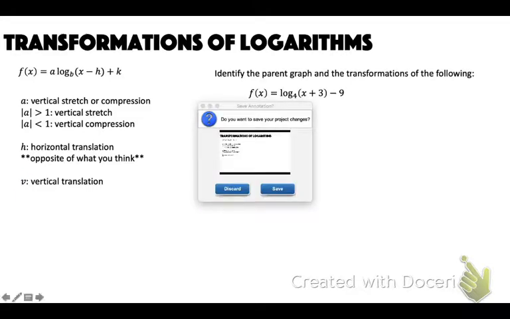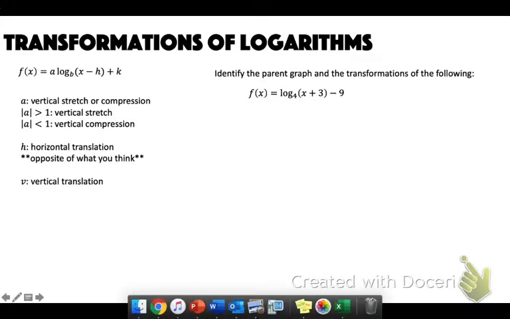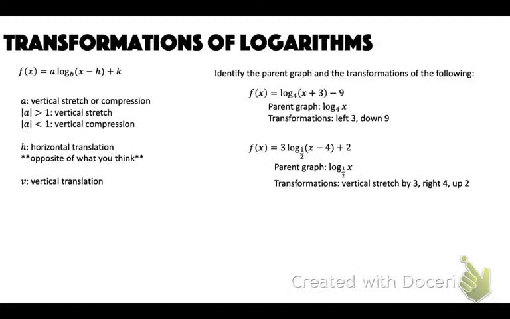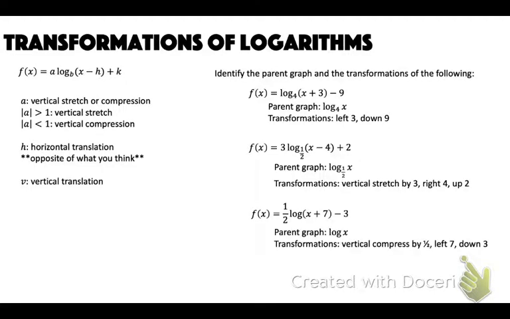So on this one, log base 4 of x plus 3 minus 9. The parent graph is log base 4 of x, and the transformations are left 3 and down 9. This one, parent graph would be log base 1/2 of x. The 3 would be a vertical stretch by 3, right 4, up 2. This one, parent graph is log of x, vertical compression by 1/2, left 7, down 3.